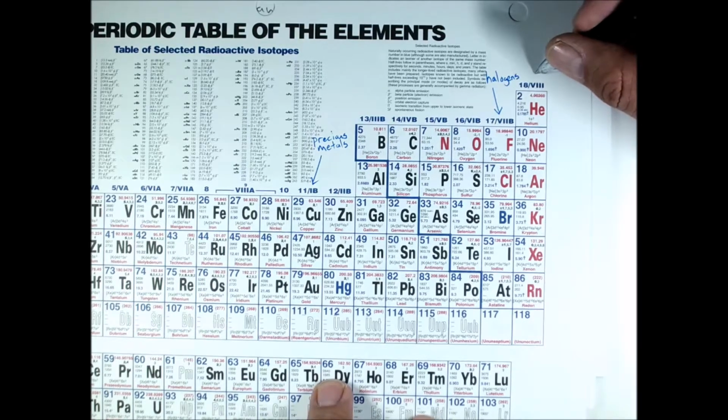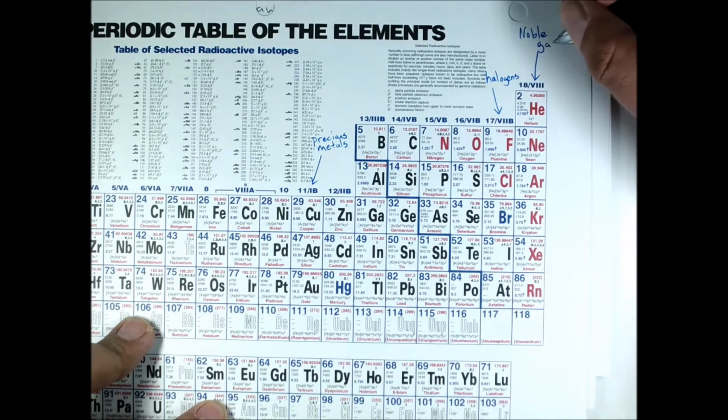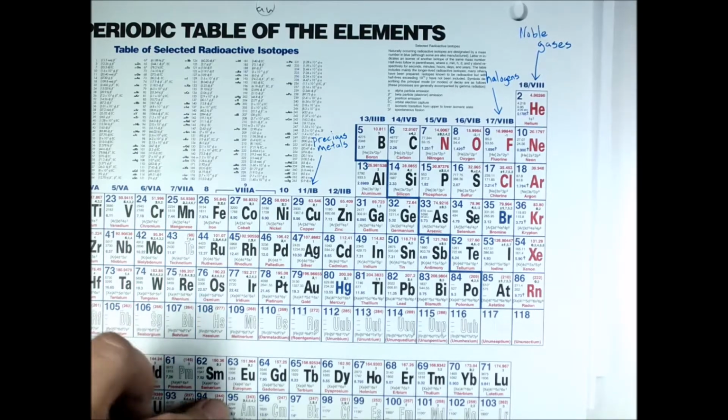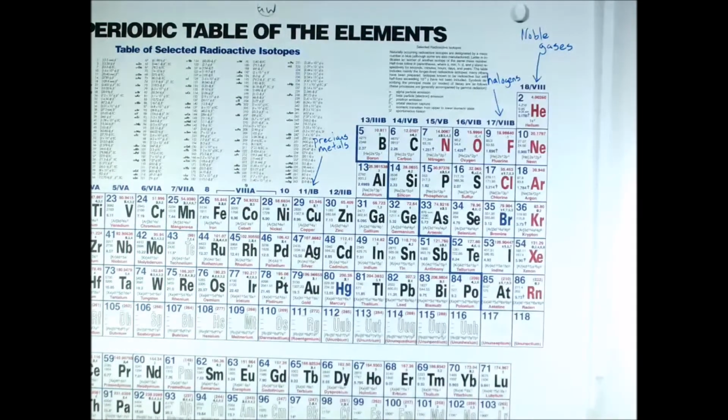All right, and then the last one here, does anybody know what that one's called? The last group there? They're the noble gases, yes. They are the cool kid. Everybody wants to be like the noble gases. That's actually what drives a lot of chemistry, is that a lot of elements are trying to make themselves similar to a noble gas.